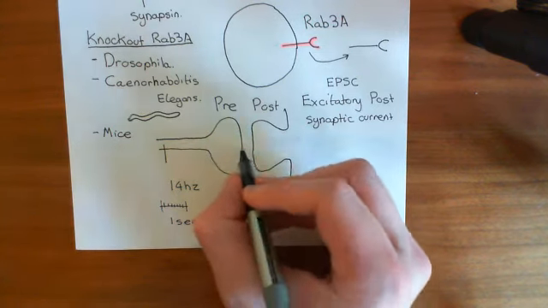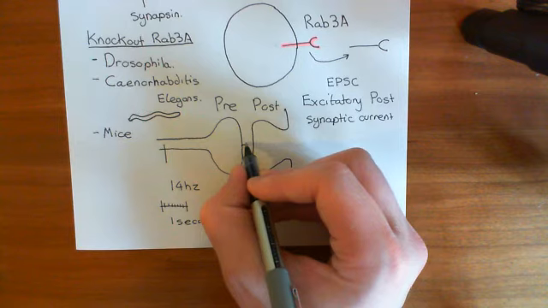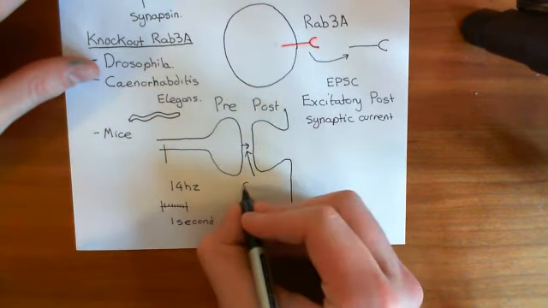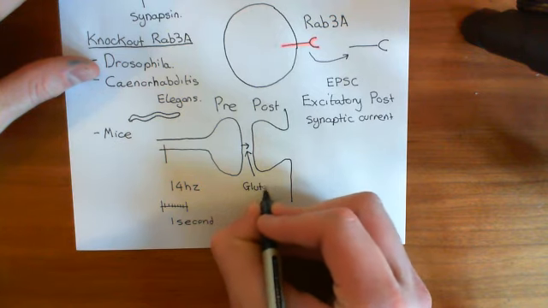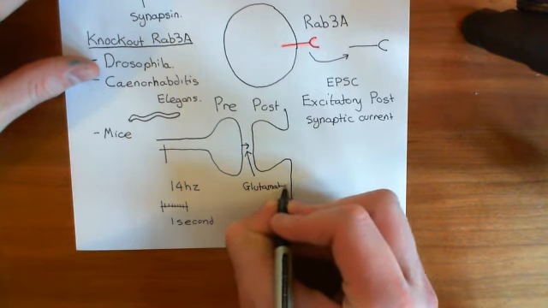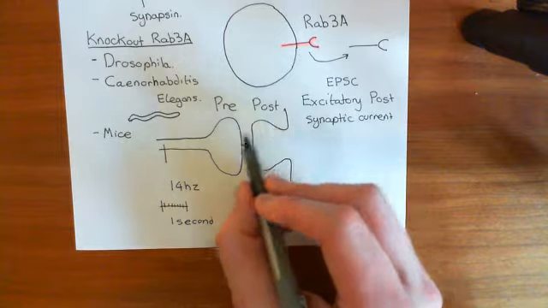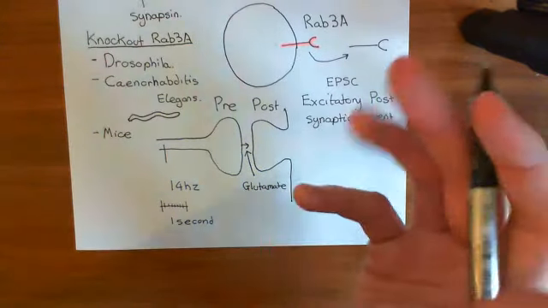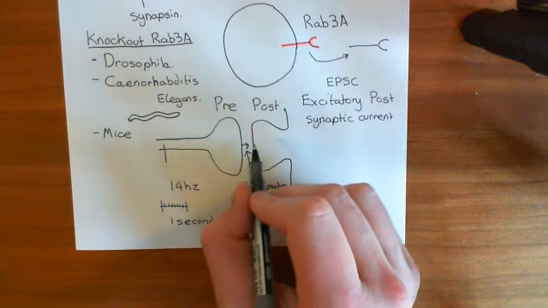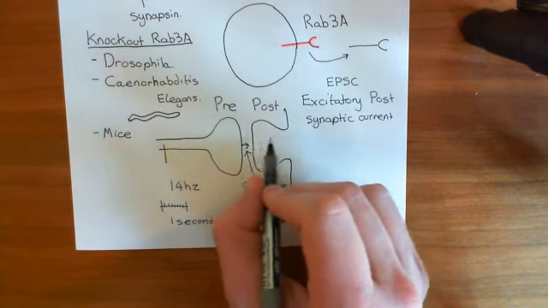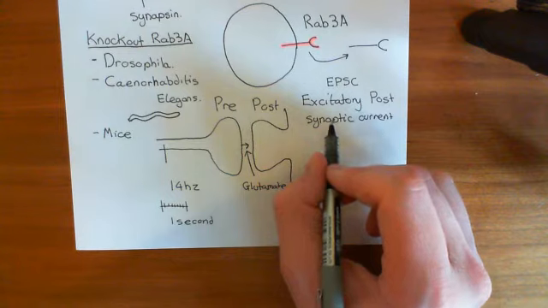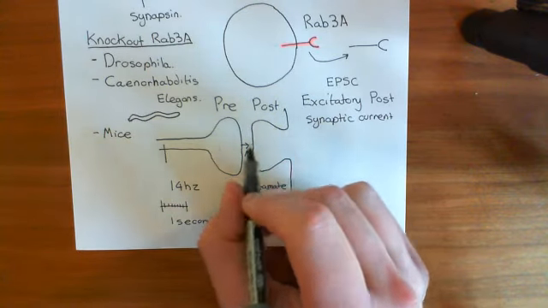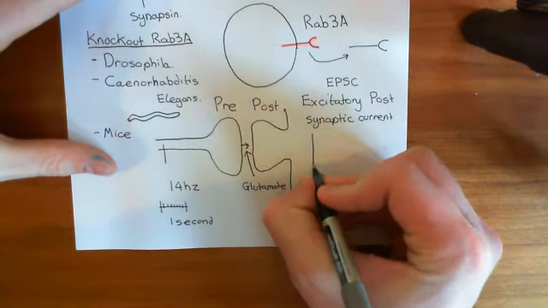So let's say we are releasing glutamate, which is the most common neurotransmitter in the central nervous system. Glutamate is going to diffuse across the synaptic cleft, and it's going to act on glutamate receptors on the postsynaptic neuron, which may well be AMPA receptors, let's say. AMPA receptors are going to open and allow sodium into the cell.